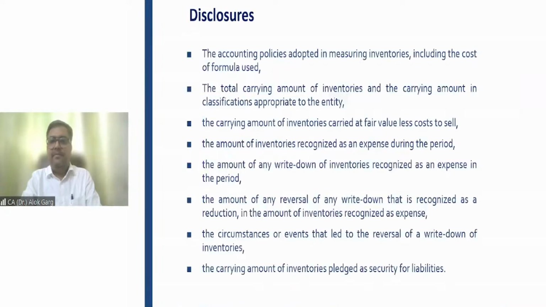Now coming to the disclosures. You are not required to remember the disclosure. Coming to the disclosure, the company has to disclose the accounting policy. The company has to disclose the carrying value. If the inventory has been recognized at NRV, the company has to disclose the impairment loss which has been recognized, and the reversal of impairment loss. If the company has pledged the inventory, that is also required to be disclosed.